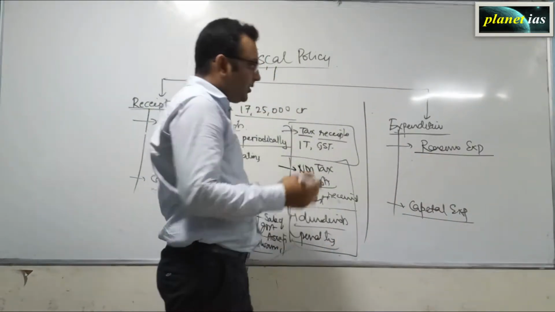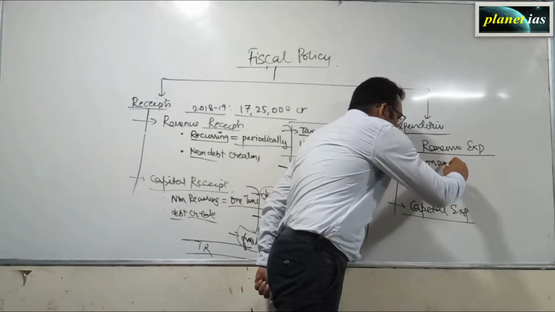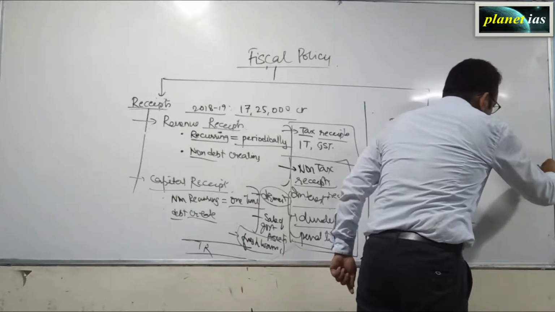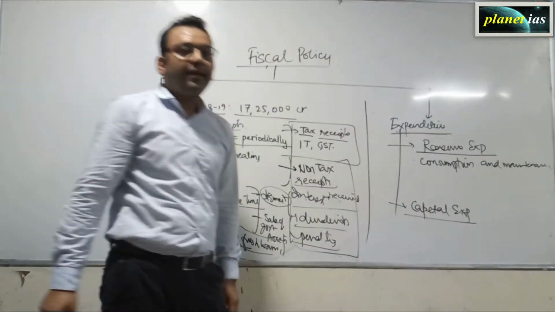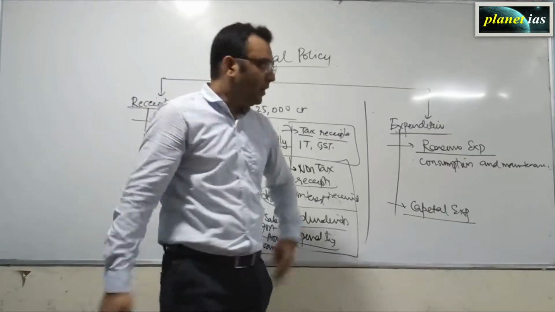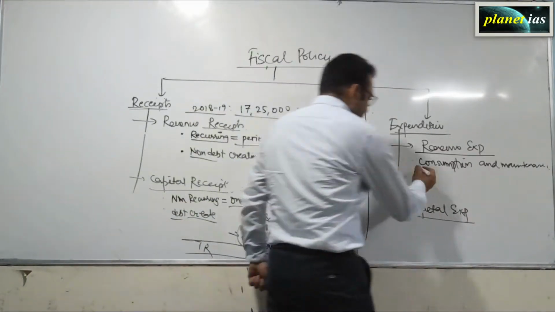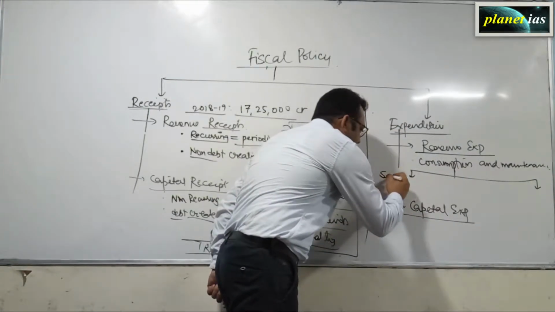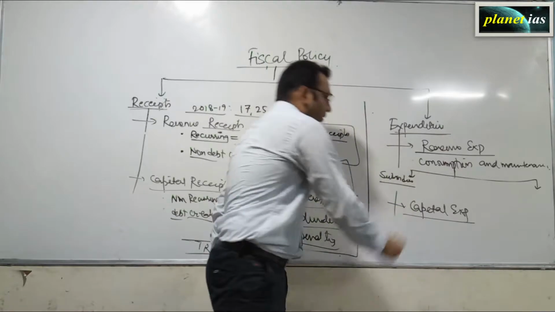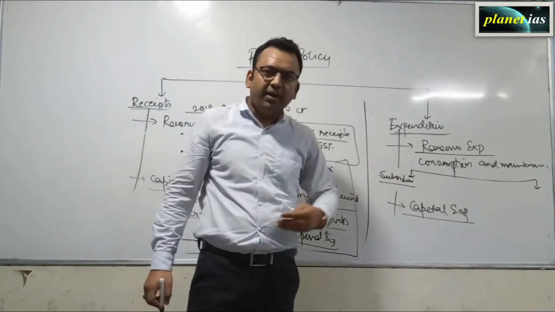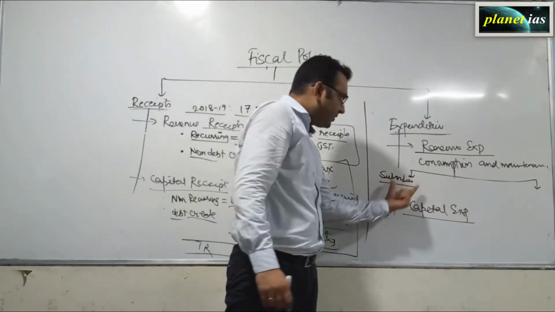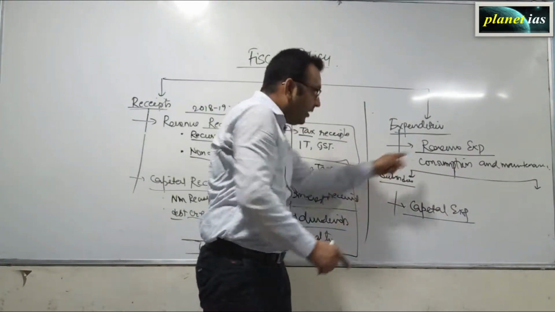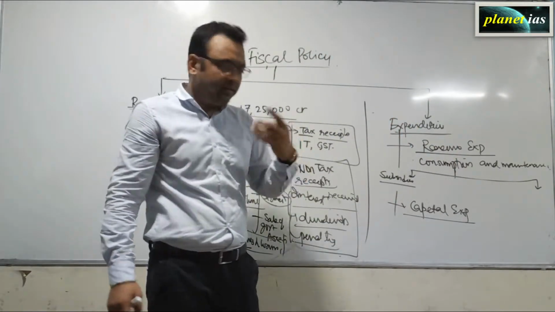The expenditure which is mainly going in the consumption and maintenance purpose of the government is called the revenue expenditure. So what all come under the revenue part? Let's see. The subsidies paid by the government to the public, for example, LPG subsidy, food subsidy, come under the revenue expenditure part because they do not create any capital, rather they go in the consumption and the maintenance.